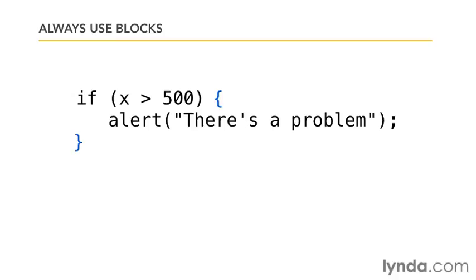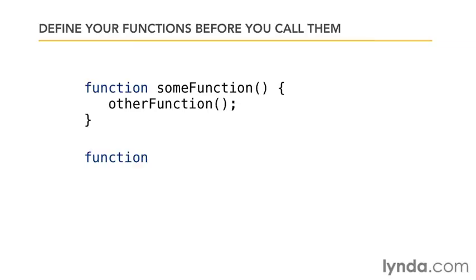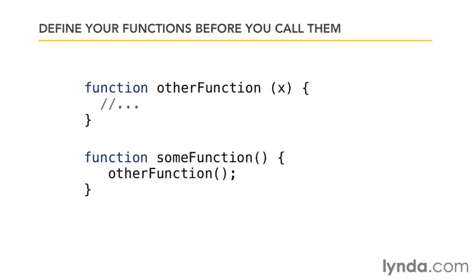even for one-line blocks. Now, another general rule here is even though you don't have to define your functions before you call them, so for example here, I've got one function called someFunction that called otherFunction, and otherFunction is actually defined after it in our code file. The preference and the best practice is to define your functions before they are called. In some languages, you have to do this. In JavaScript, you don't have to, but it does make for more readable, more usable code.